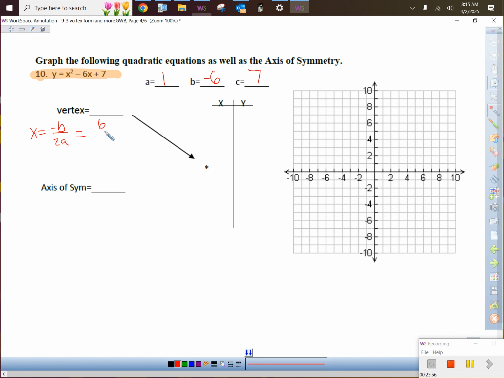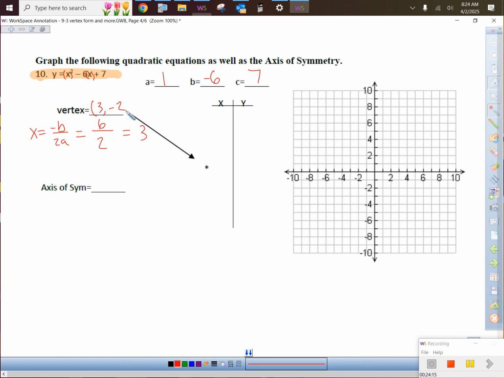So 6 over 2, right? And then I got 3 for that. But that's just the x value of the vertex. Sub that back in and find the y value of the vertex. So by putting that in, I also got negative 2.